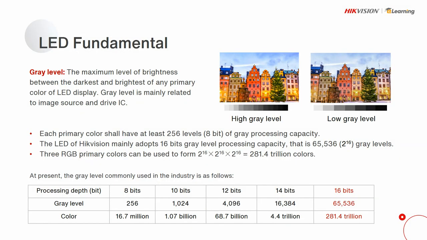And then the gray level. This is also a big factor that will affect the color. The gray level means the maximum level of brightness between the darkest and the brightest of any primary color of LED display. So in a word, the higher the gray level is, the more color we can get.